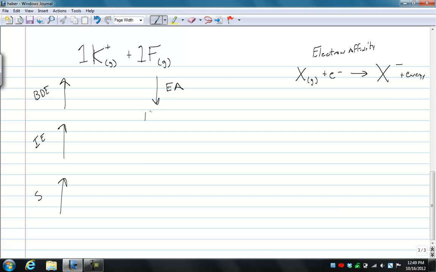And then at that point we have our ion of potassium and our ion of fluorine, and we need to form that KF solid. And what's that big step going to be? That's going to be the lattice energy.